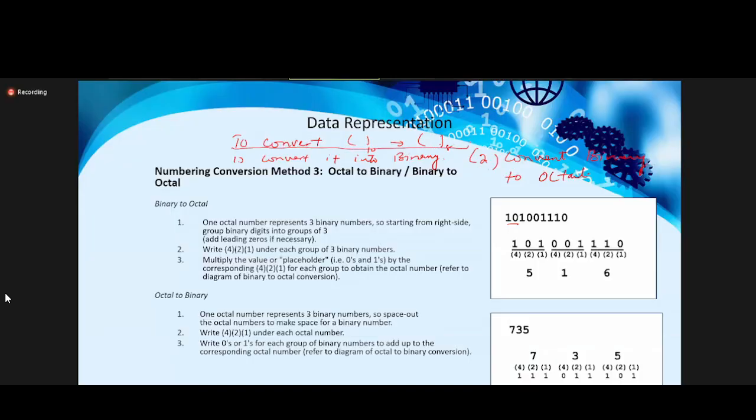Another method is to repetitively divide by the base number 8, as you did for the binary.